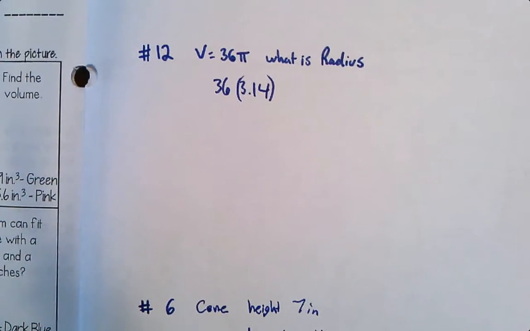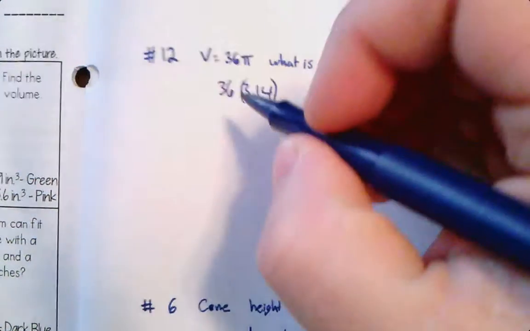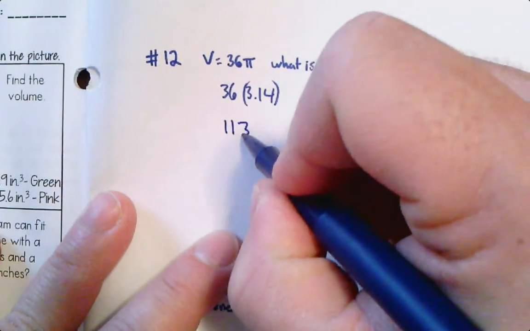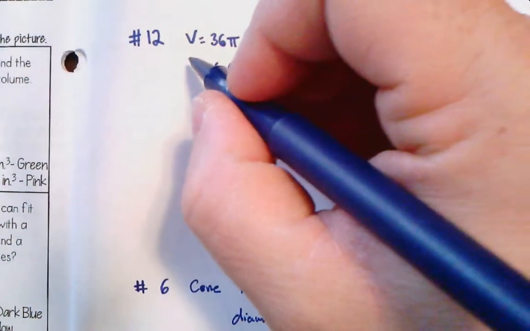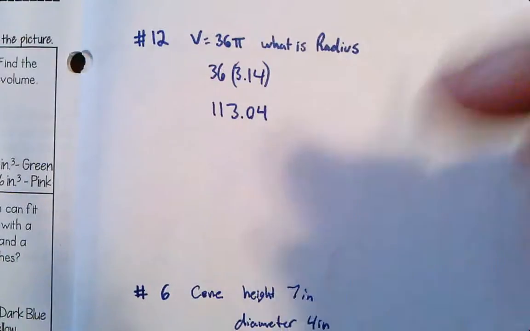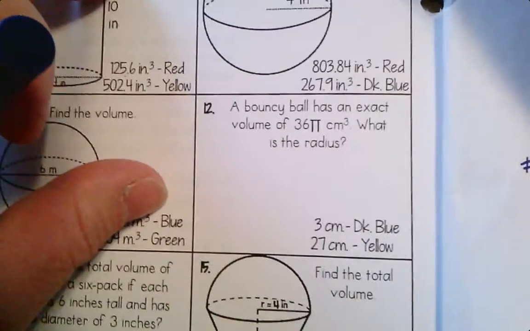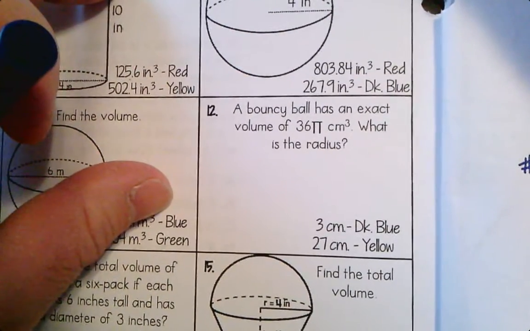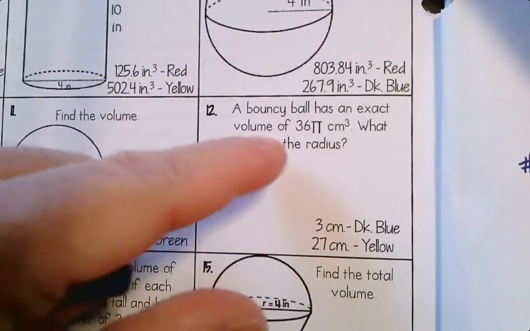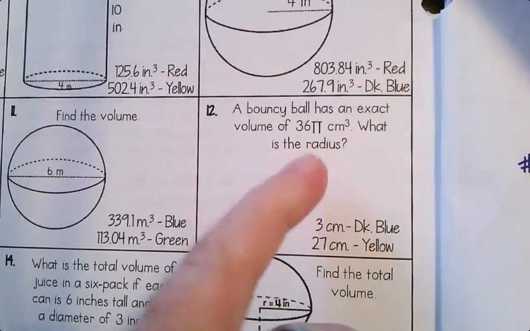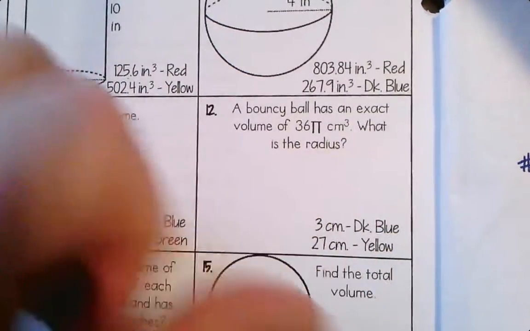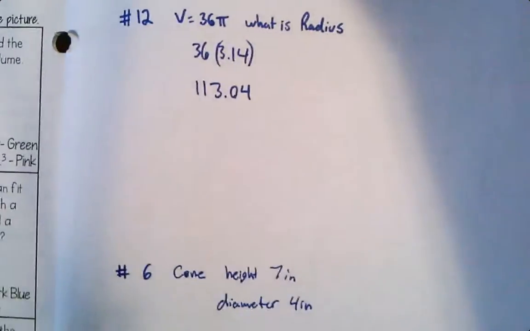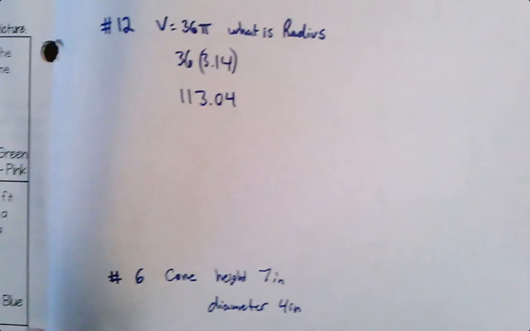So for this, you would get 113.04 as an estimate for your volume. So that's your volume. And then number 12, we're looking at a bouncy ball. Okay, this might be tricky because I don't know if we've done one like this, because the radius for a sphere is cubed, so you're going to have to cube root at the end. Yikes. All right, let's see what comes out for an answer here.